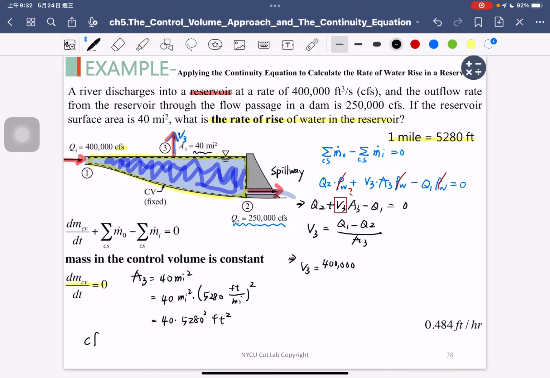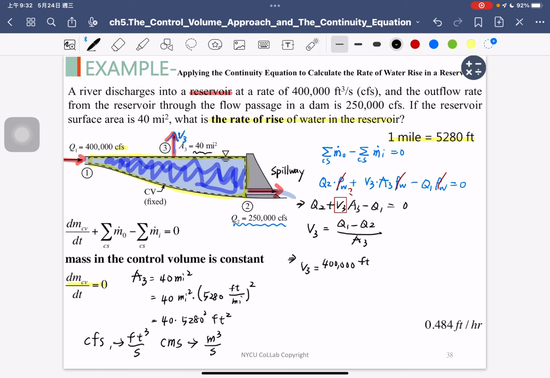So what is a CFS? The CFS is the cubic foot per second. So it's feet cubed per second. This is a discharge unit. In the same way, if I call it CMS, that indicates meter cubed per second, the cubic meter per second. But here, our unit is CFS.